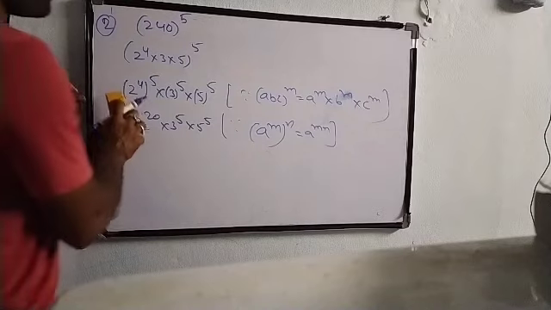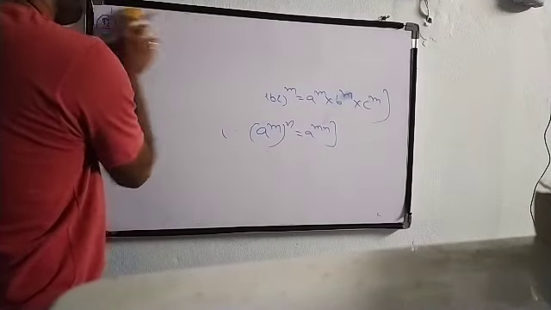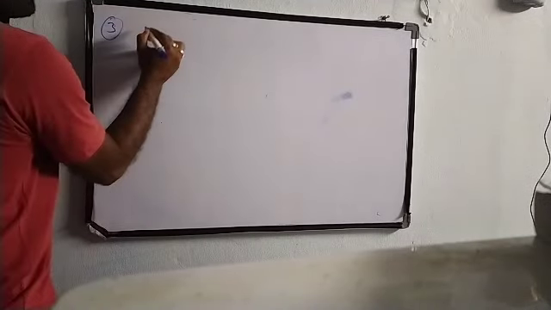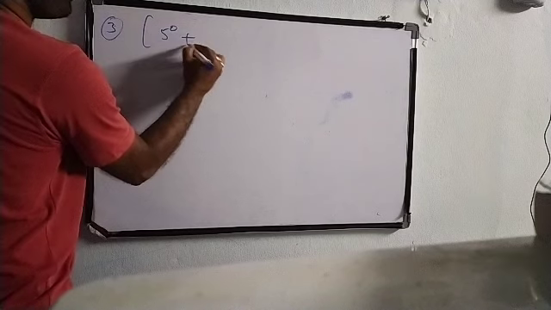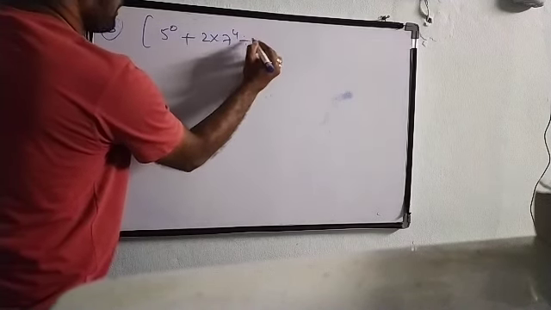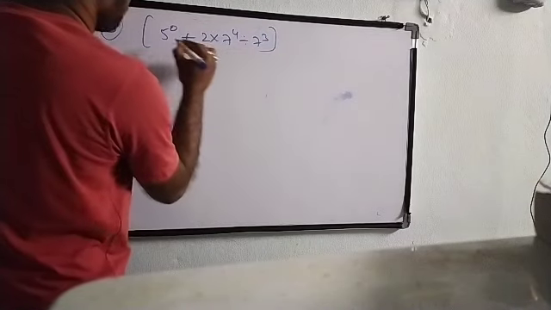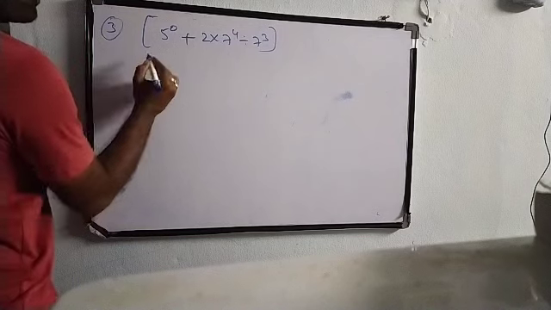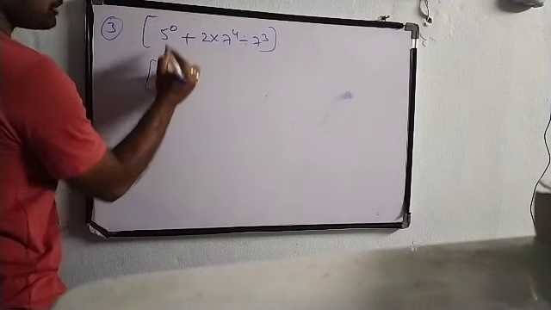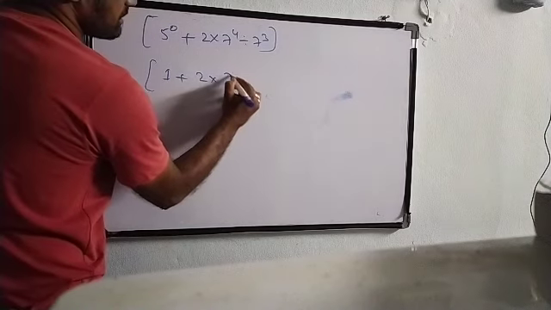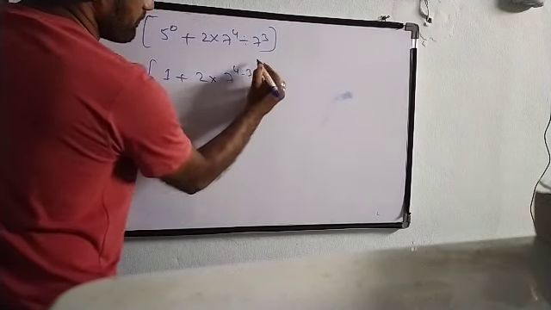Next, let us take another question. Third question, 5 power 0 plus 2 into 7 power 4 divided by 7 power 3. If I take this type of question, we know that anything to the power of 0 we can write as 1, plus 2 into 7 power 4 minus 3.